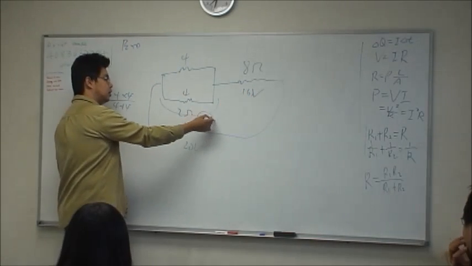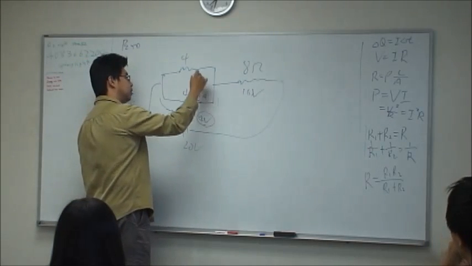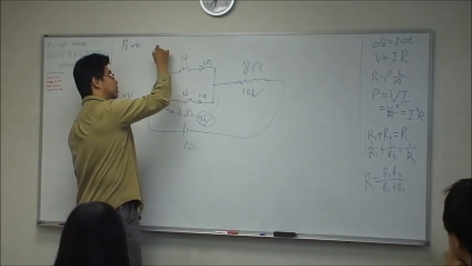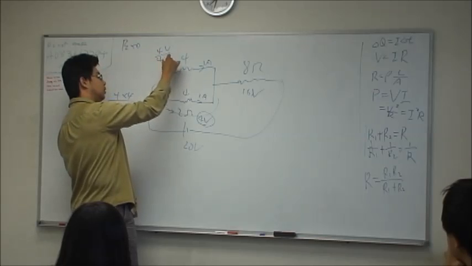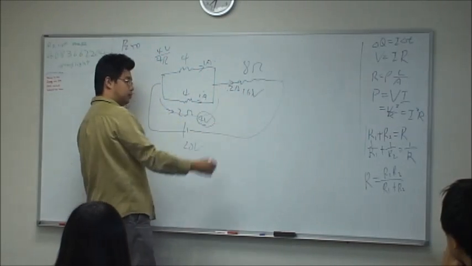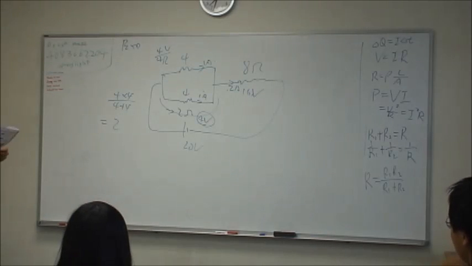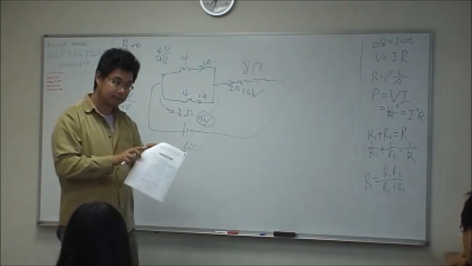Here, I don't care about total current. I just calculate this current directly. It's 1 amp and 1 amp because it's 4 volts over 4 ohm. Here is 2 amp because 4 volts over 2 ohm. So voltage drop and current. Too easy for you, right?